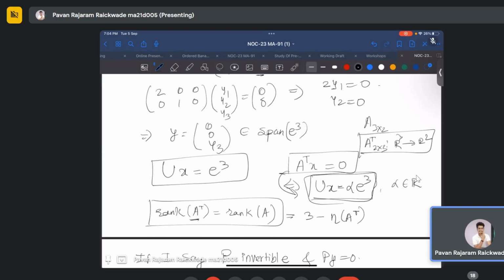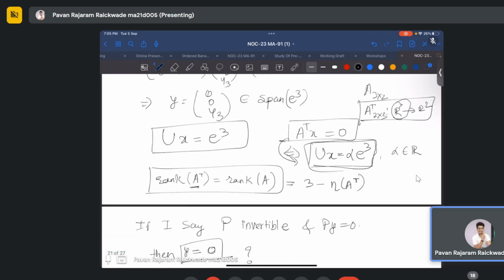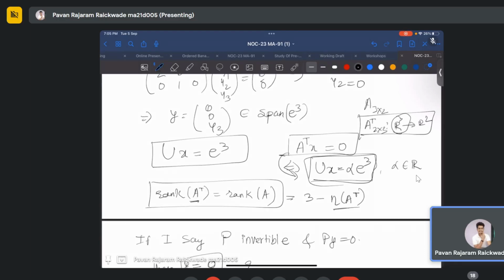Because when it is a square matrix n cross n, then you always know that nullity is n minus rank, or rank is n minus nullity. That's the same. But when you have rectangular matrices, you have to be careful where the domain lies, right? So now, what is the nullity?